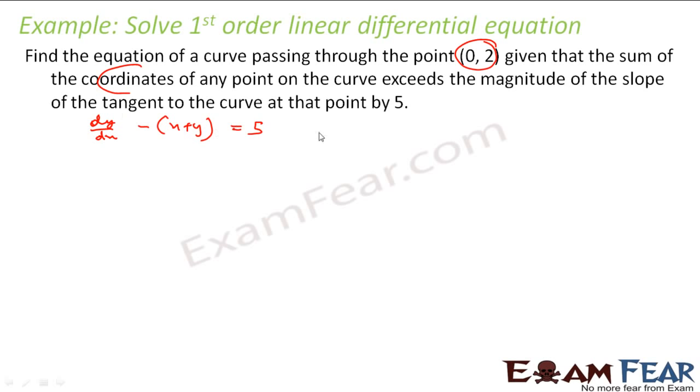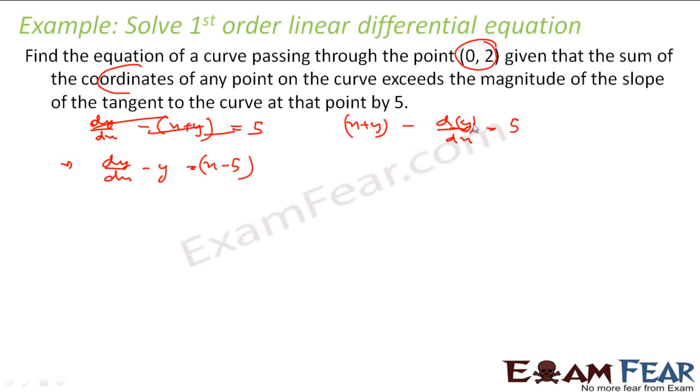So let me write this. The sum of the coordinates, that is x plus y, exceeds the magnitude of slope, that is dy by dx, by pi. This is what the question says, right? So x plus y minus dy by dx is equal to pi. This is what the question says. If you rewrite this, this becomes dy by dx minus y is equal to x minus pi.